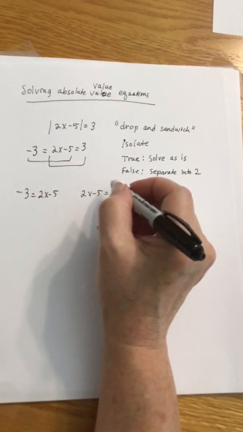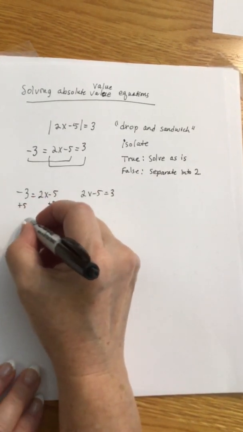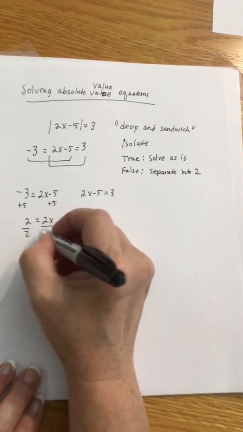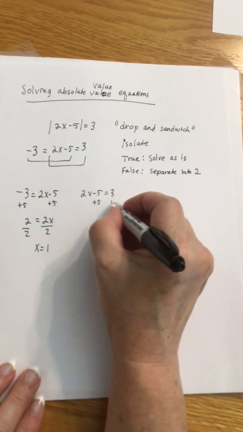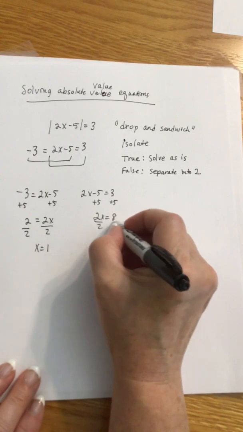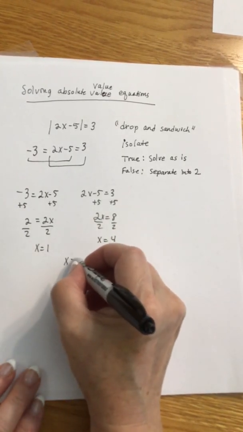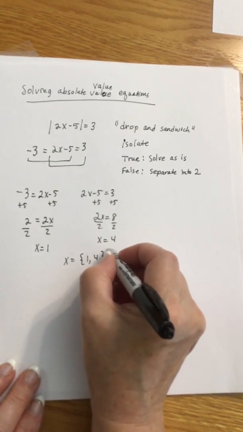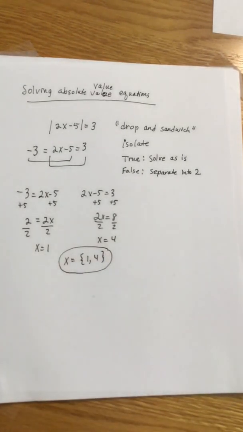So now we solve these two equations. Plus 5 gives me 2 equals 2x, divide by 2, x equals 1. On this side, plus 5 plus 5, 2x equals 8, divide by 2, x equals 4. So my solution set is going to be 1 and 4. You can also go back and always check each one of these to make sure they work.